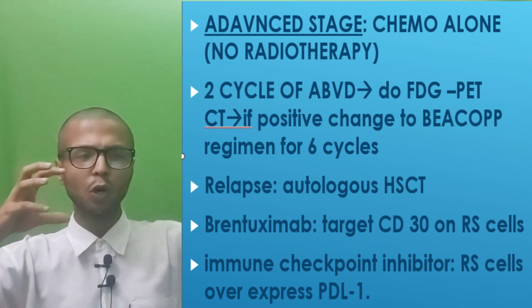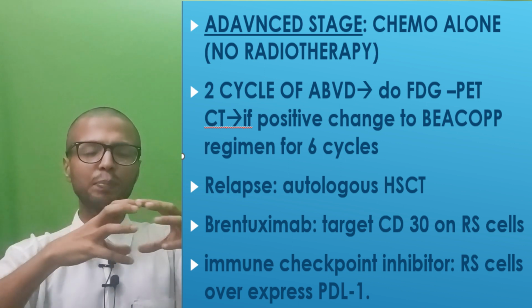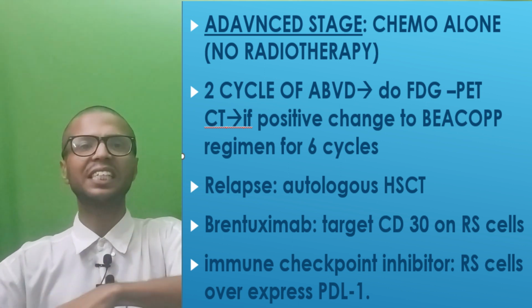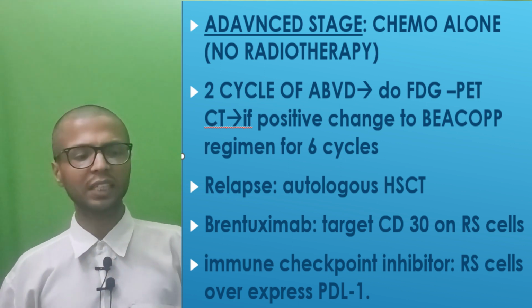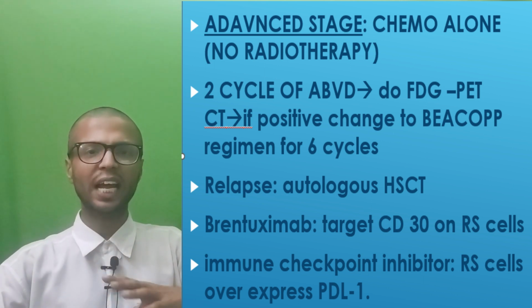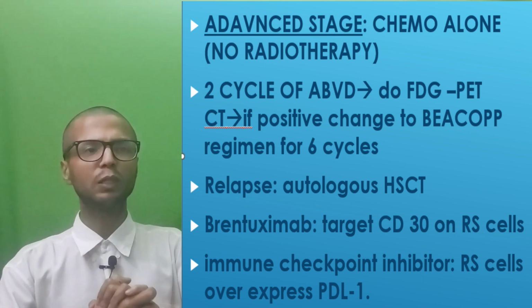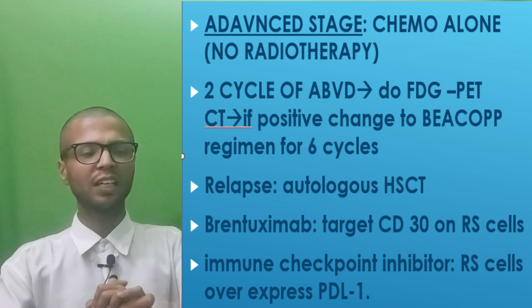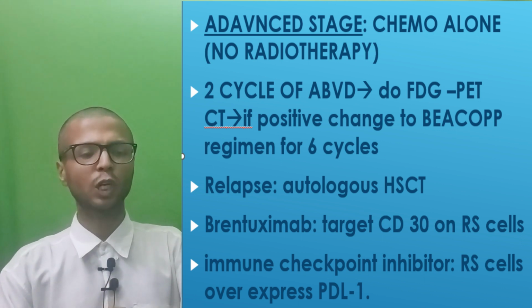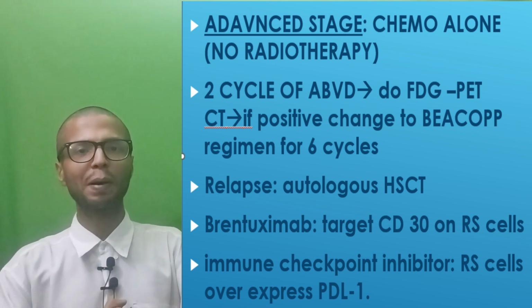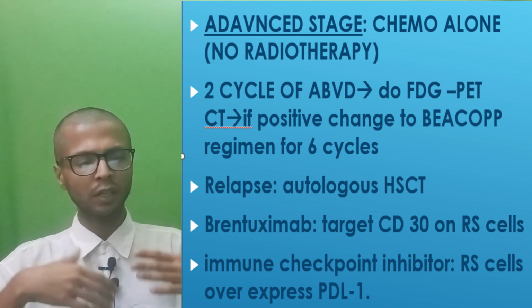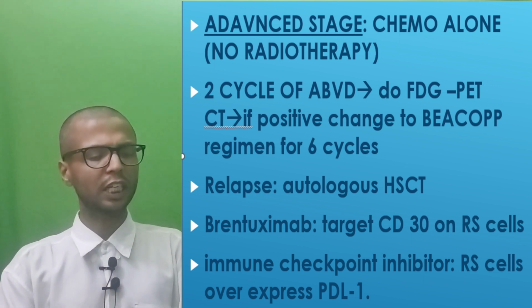So what we do, we stop the interaction of this PD1 and PD ligand so that the T cell can kill it. So that is the concept of immune checkpoint inhibitors, and the drugs are pembrolizumab, nivolumab, and many other drugs are widely used nowadays as immune checkpoint inhibitors. But you have to remember pembrolizumab, nivolumab for the Hodgkin lymphoma.